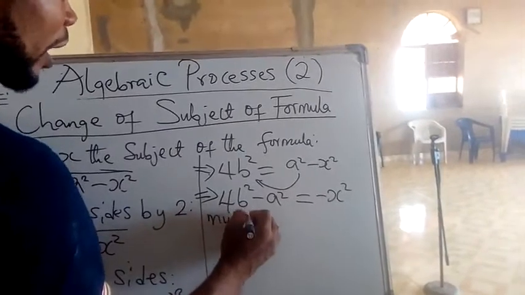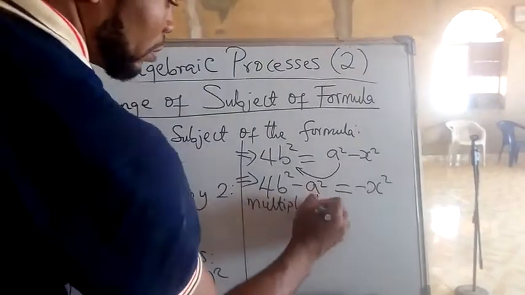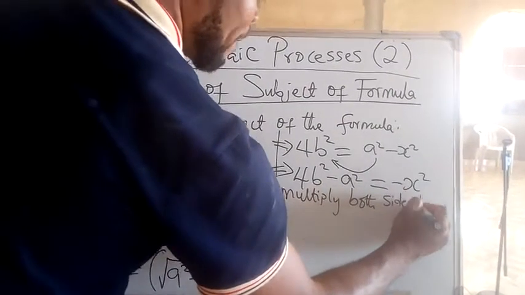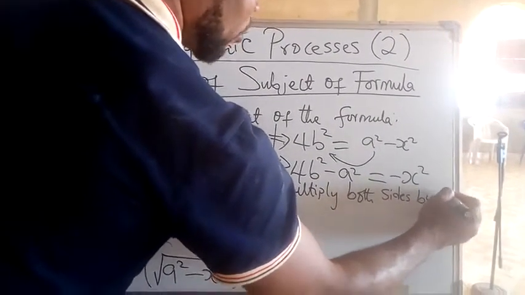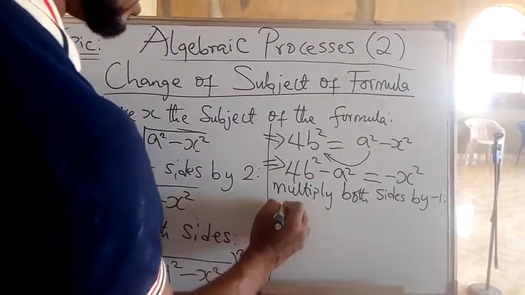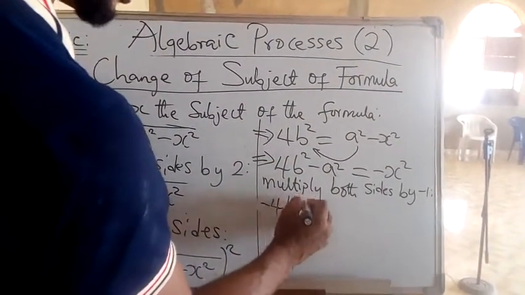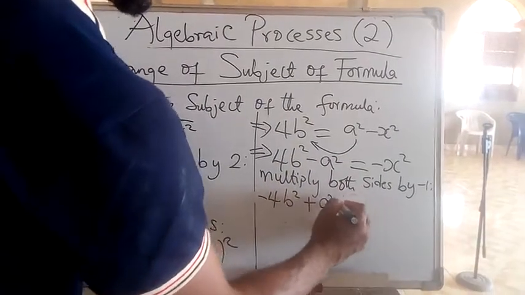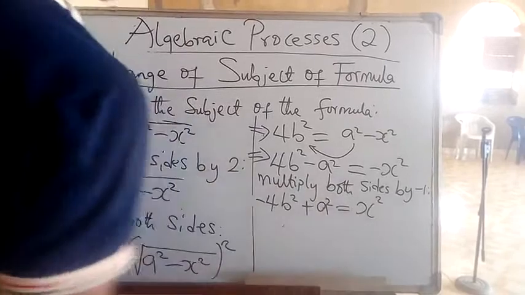We multiply both sides by negative 1. What we are going to get is this term becomes negative 4b squared, and this becomes a positive a squared, and this is equals to x squared.